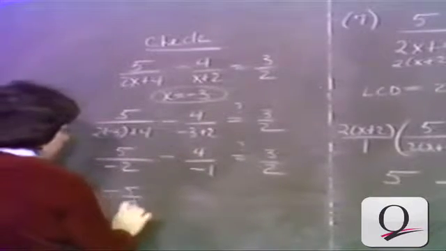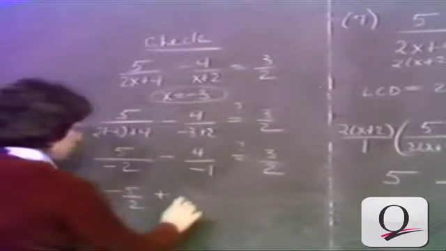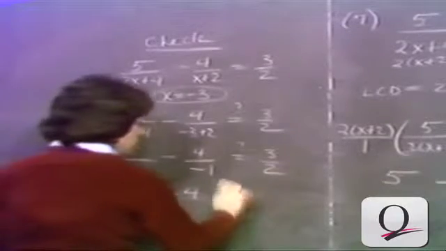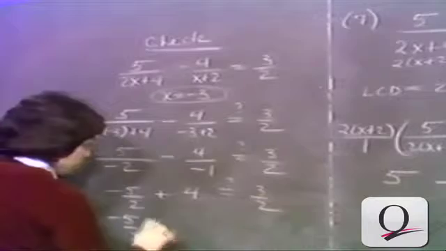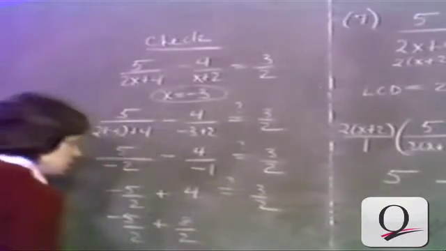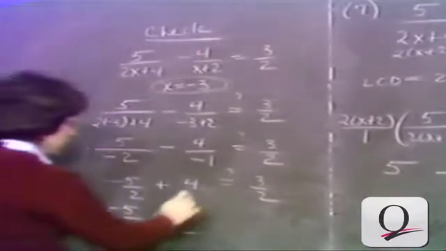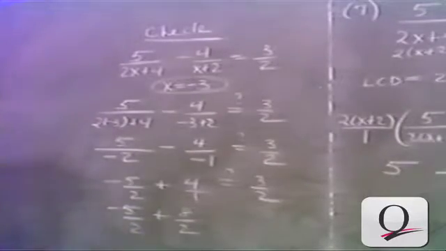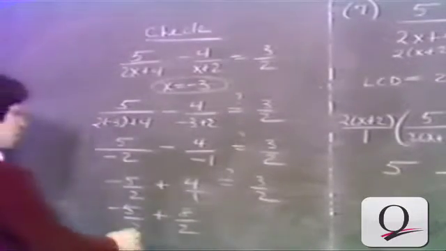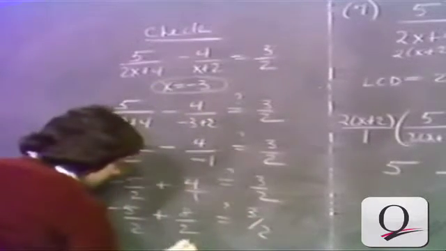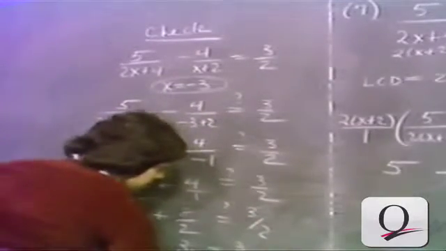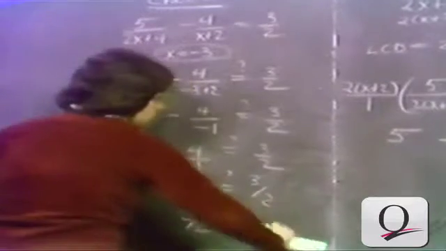Minus 5 halves plus 4 should be equal to 3 halves. And if you realize that 4 is really 8 halves, in order to add the fractions, we think it's 4 over 1. We build a fraction equivalent to it with the denominator 2. We see that it does work out. 3 halves equals 3 halves. And it checks out.